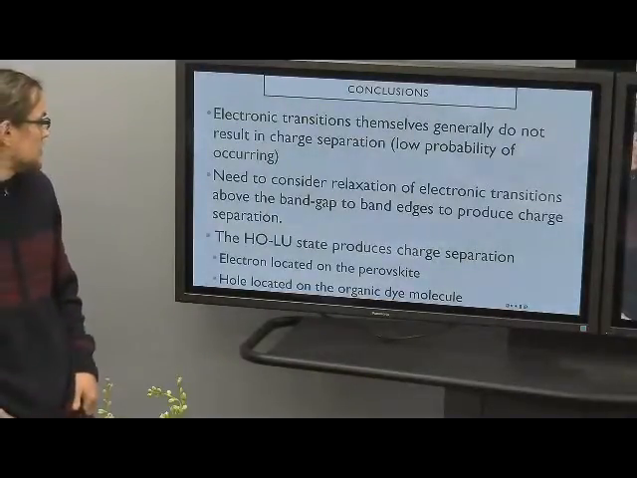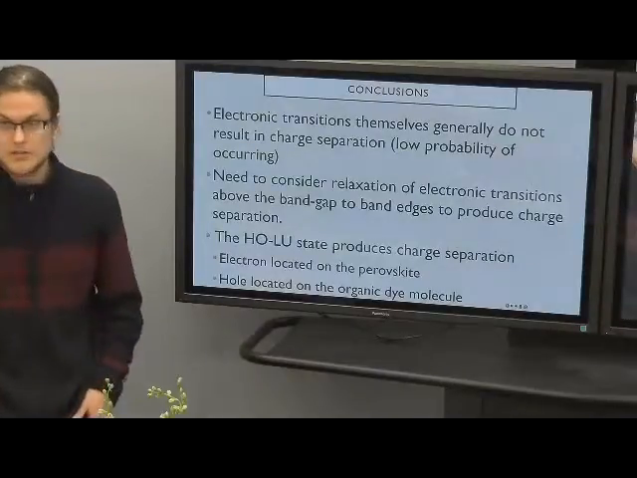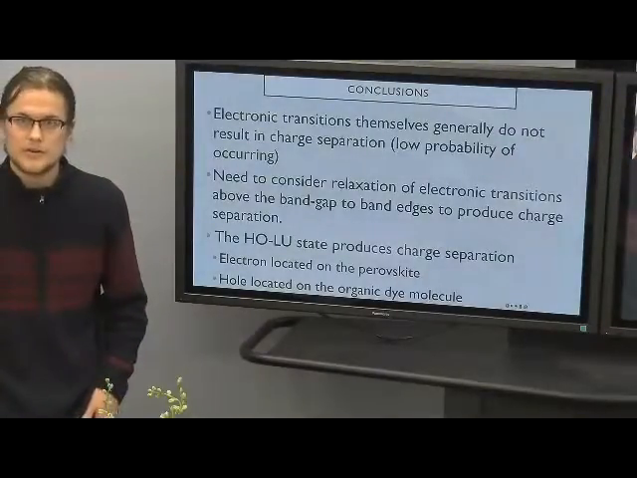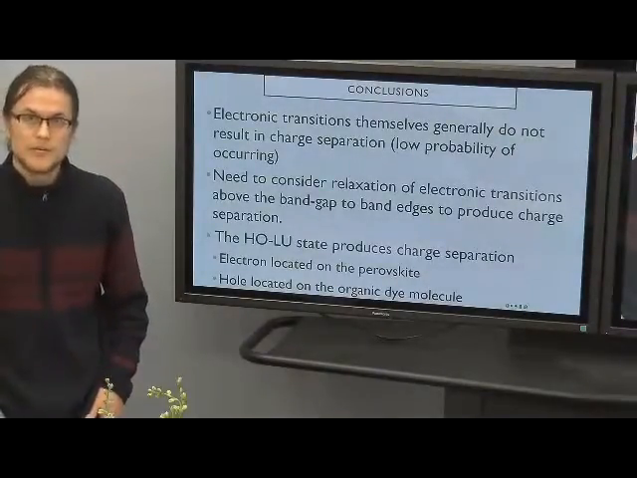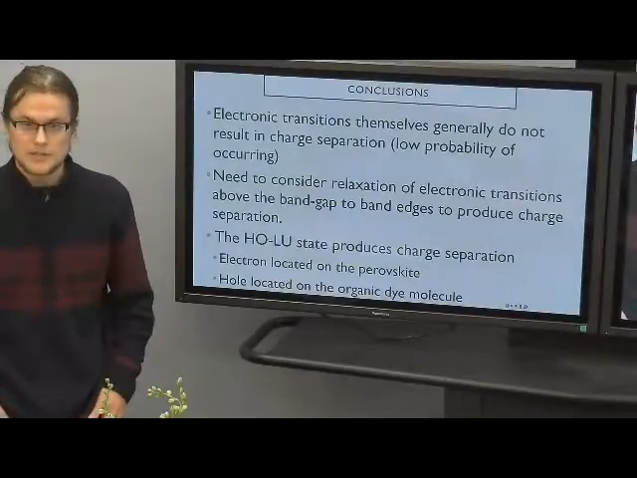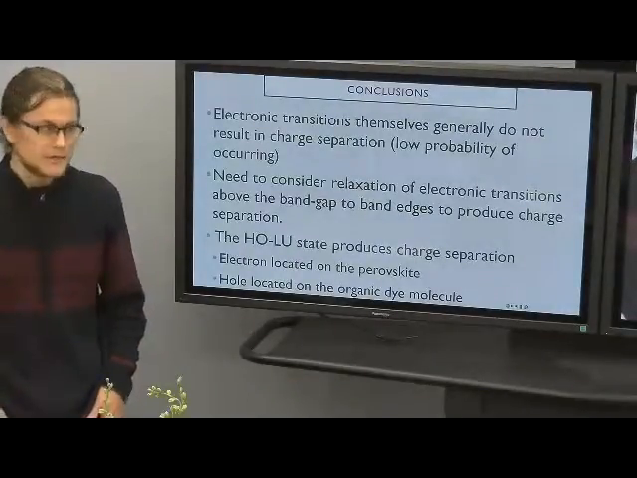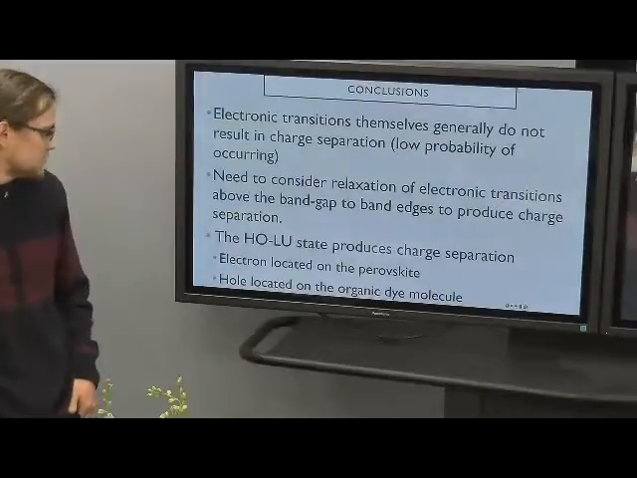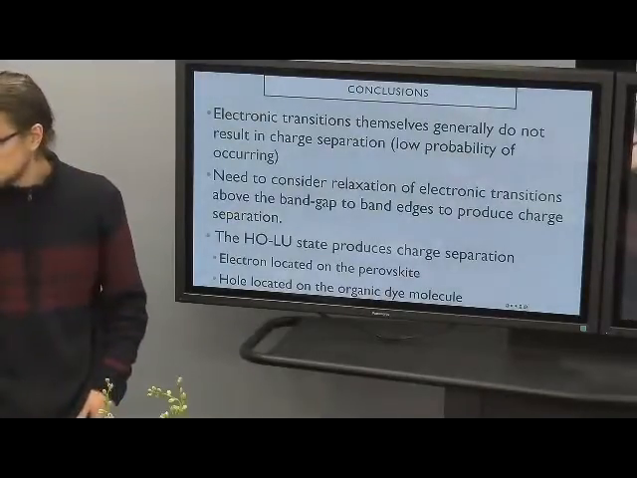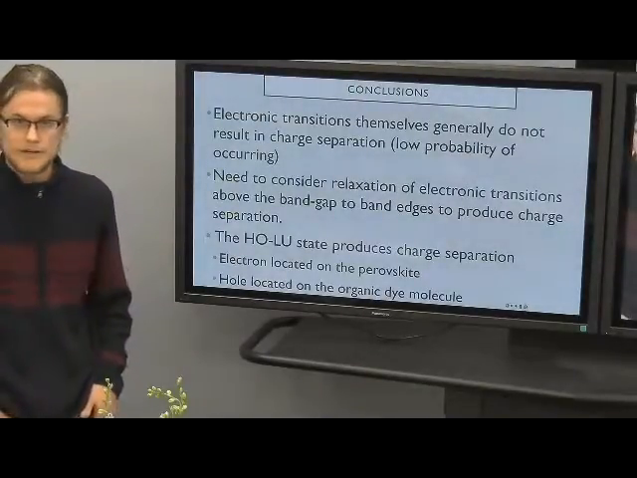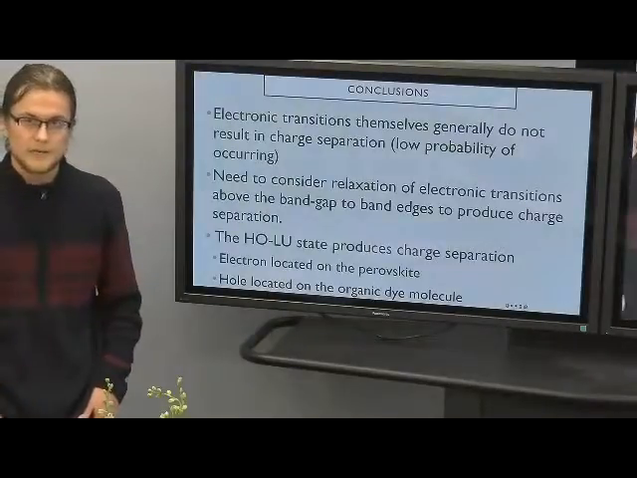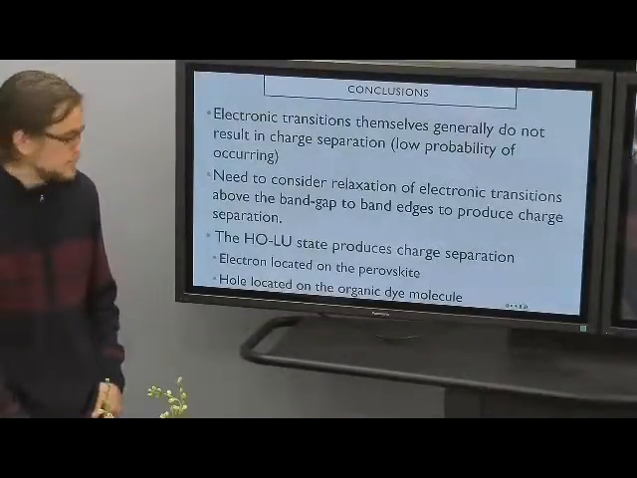So in conclusion, photo-induced electronic transitions themselves are not enough to generate charge separation. We need to consider the relaxation processes after the photo excitation to the HOMO and LUMO gaps, where the electron would reside on the perovskite and the hole would be on the organic dye. So the organic dye acts basically as a hole transfer material.